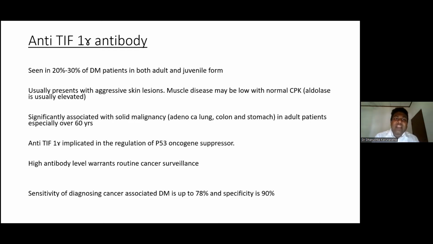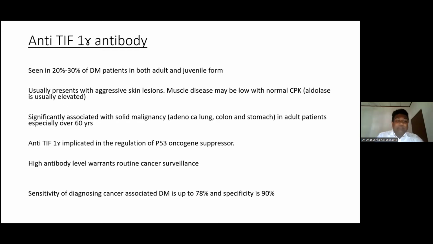And talking about TIF1 gamma, why it's associated with malignancy is because it's implicated in the regulation of our famous p53 tumor suppressor. Hence, it's associated with solid malignancies, adenocarcinomas of the lung, colon, and stomach in adult patients. So the take-home message is, if you see an anti-TIF1 gamma antibody in a patient with dermatomyositis, and if the patient is an adult, cancer surveillance is a must. But if the patient is a child, you don't have to worry too much, because in children it's not known to be associated with malignancies.